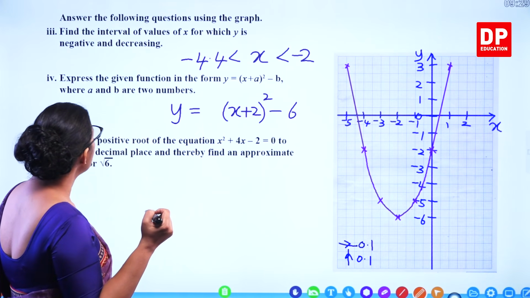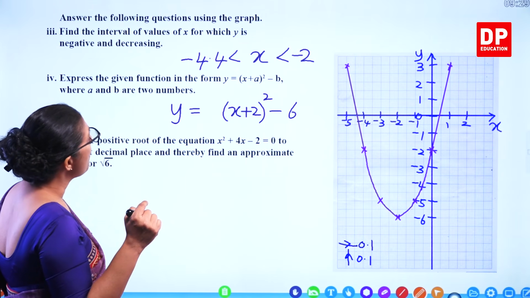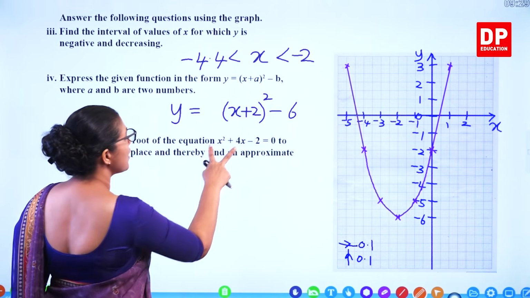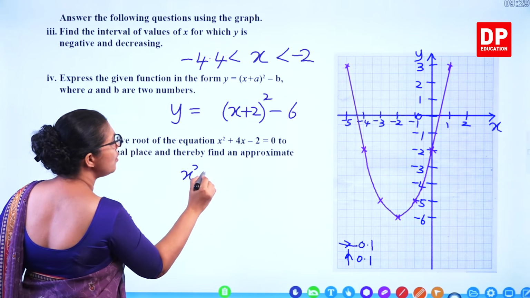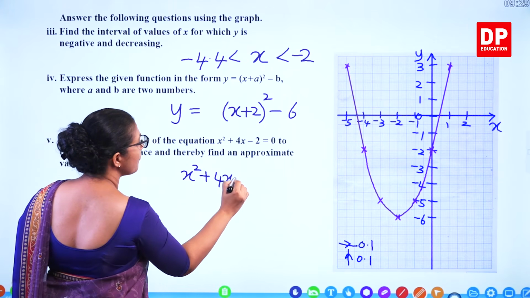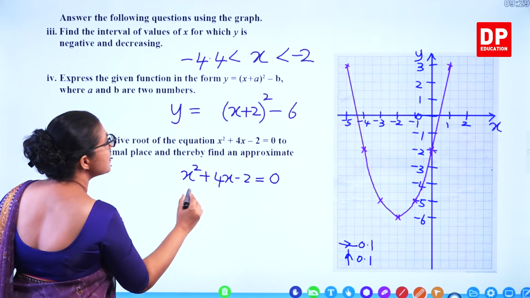And the last part: find the positive root of the equation x squared plus 4x minus 2 equals 0. So this is the graph we drew. And that's equal to 0, meaning this part is 0.